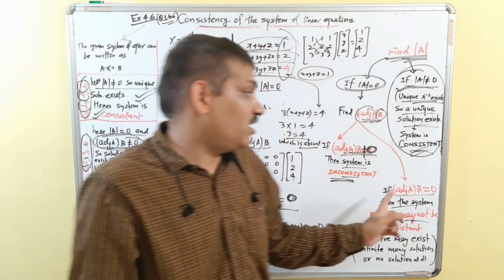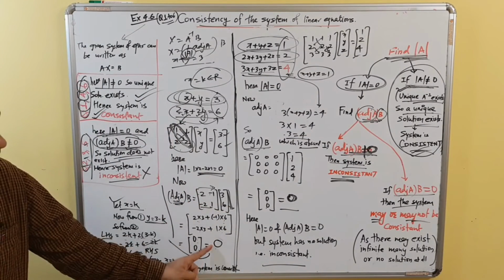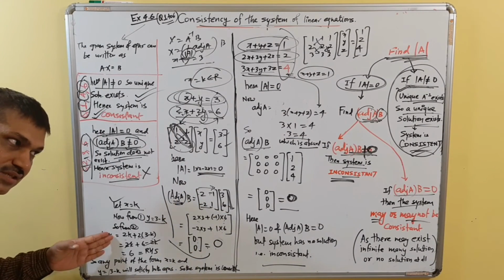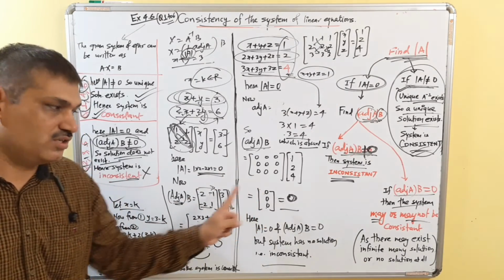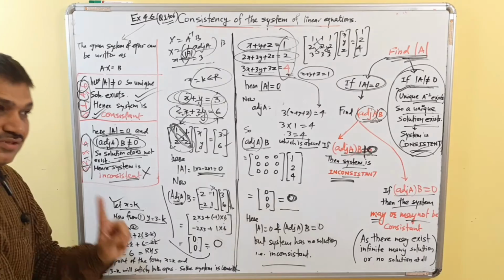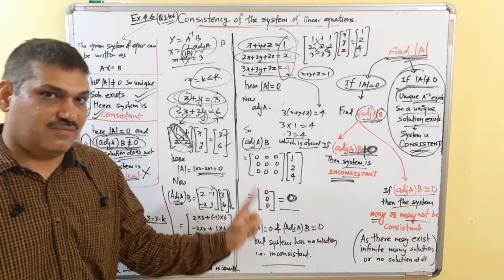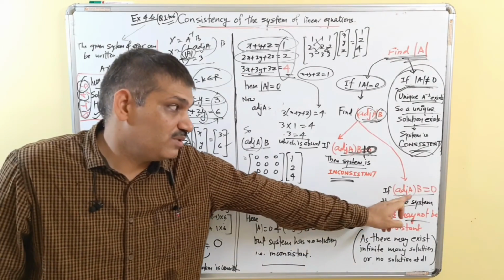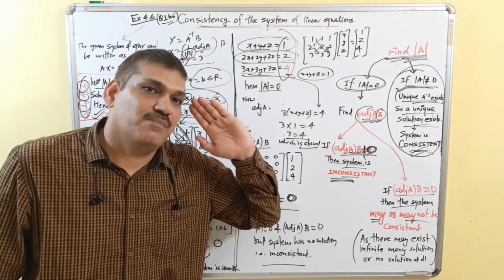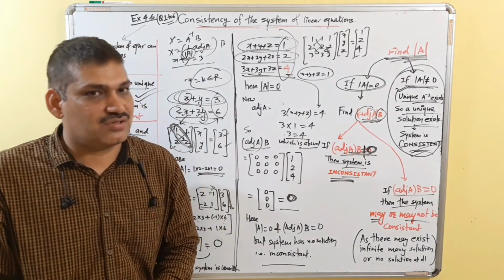But here, when adjoint A into B is equal to 0, here the system is consistent, and here the system is inconsistent. Here the solutions exist and infinitely many solutions are there, but here the solution does not exist. That means this system is inconsistent. So when adjoint A into B is equal to 0, the system may be consistent or may not be. That's all about it.